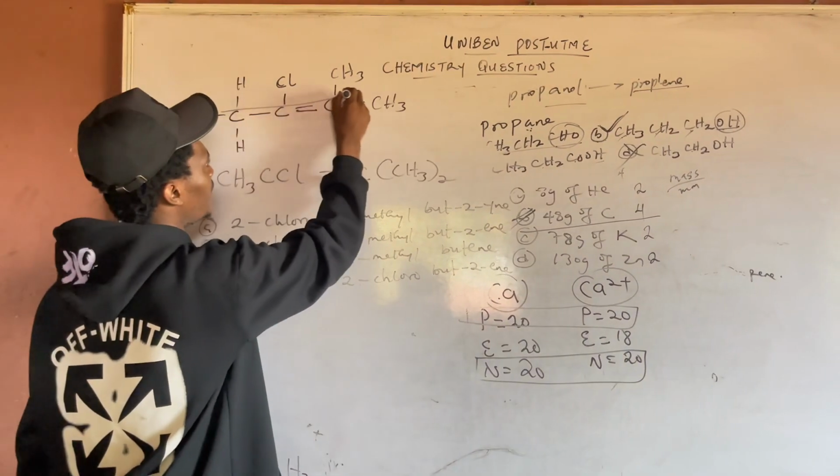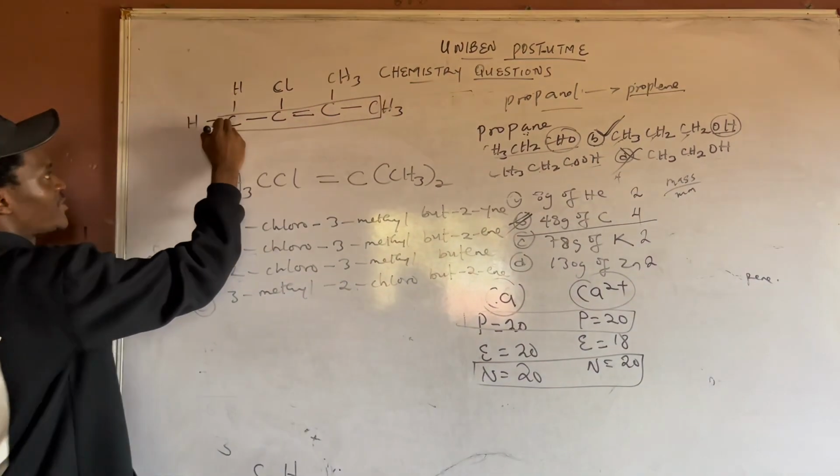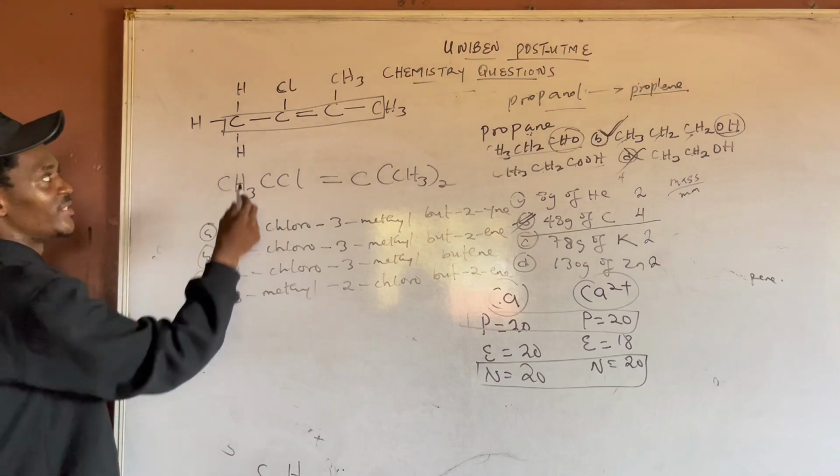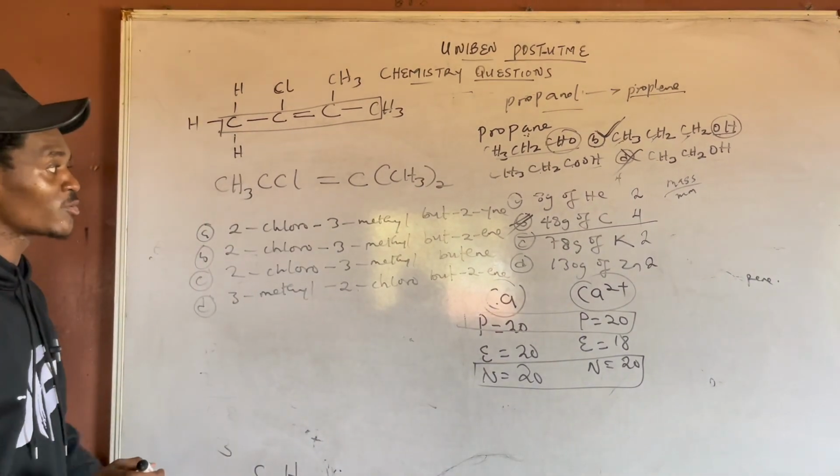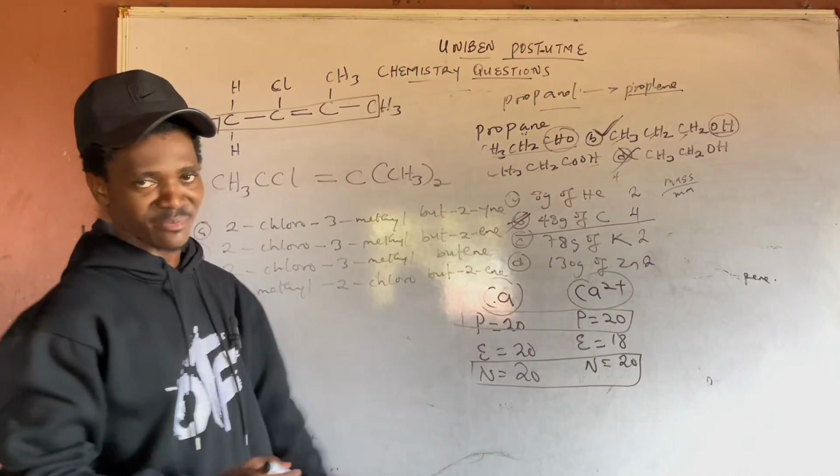This is considered to be the longest, the parent. The parent chain is this. How many carbons are there in the parent chain? 1, 2, 3, 4. And 4 is but. So let's check the one that does not have any but. Of course, all of them carry but.